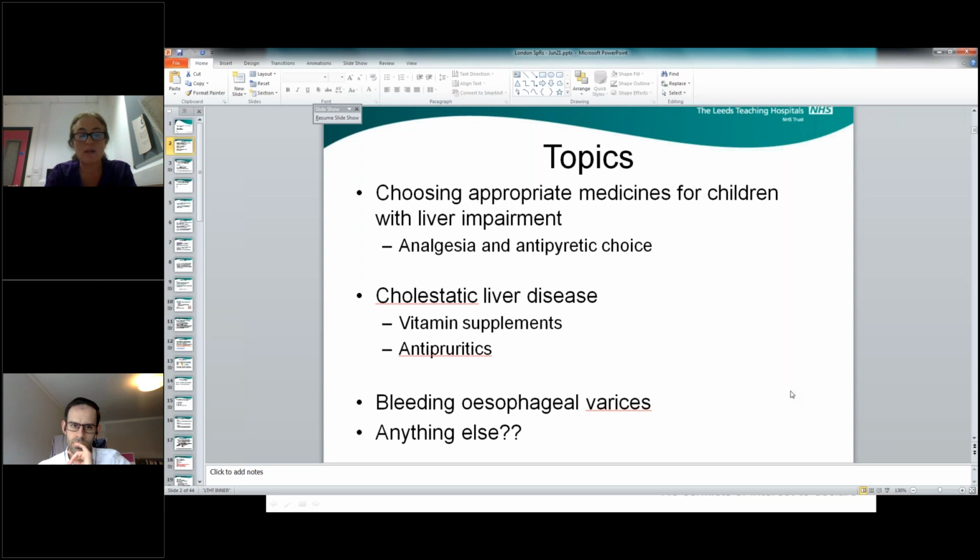Cholestatic liver disease is probably one of the things that commonly causes admissions into general paediatrics, often for cholangitis or for other reasons. And the drugs that we use in cholestatic liver disease, it's really just to explain what some of those are and why we use them. And then recently I've had a few questions about choice of drugs for bleeding varices. And so just to highlight the protocols that have been agreed between the 3 liver centres, so that's King's, Birmingham and Leeds, about the treatment for bleeding varices. And then I'm very happy after that to talk about anything else that anybody would like to.